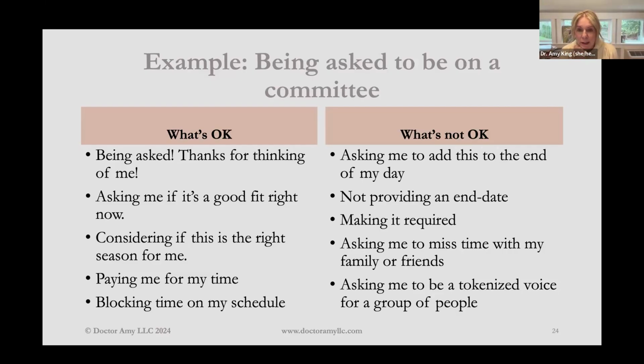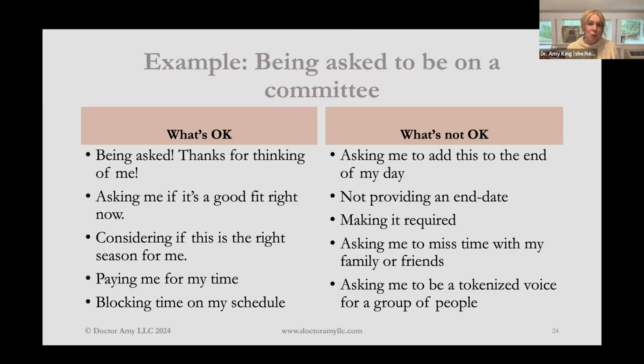So someone asks me to be on a committee, and I think, Catherine was talking before about this duality of, I like doing some of the administrative stuff and it feels hard to balance with patient care. So what's okay? And this is unique for me. I get to design this for myself. What's okay and not okay with me might be different for all of you. So what's okay? I like being asked. Thank you so much for thinking of me. You must think I have a unique skill set or something to offer that you asked me to be on this committee. Awesome. It's also okay to ask me if it's a good fit for me right now.